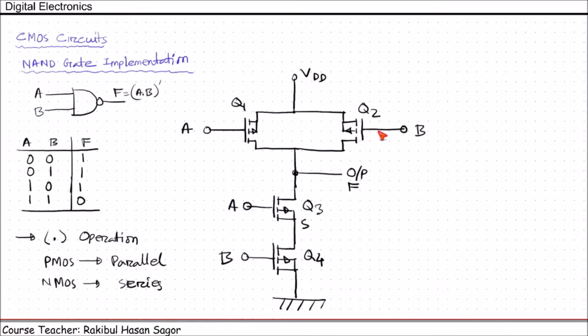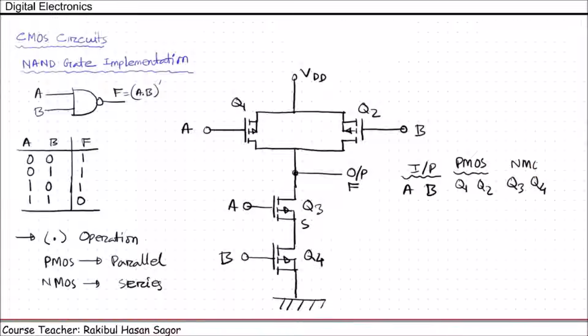Now this portion is the pull up network and this portion is the pull down network. The pull up network is comprised of PMOS circuits and the pull down network is comprised of NMOS circuits. Now let us draw the truth table. We have inputs A, B. Then we have four MOSFETs, Q1, Q2, which are PMOS, and Q3, Q4, which are NMOS. Finally, we have the output.